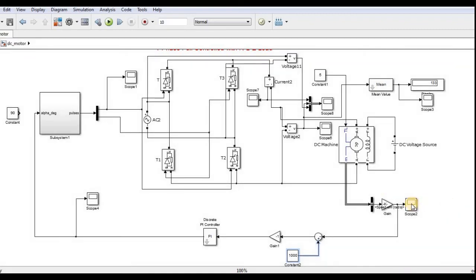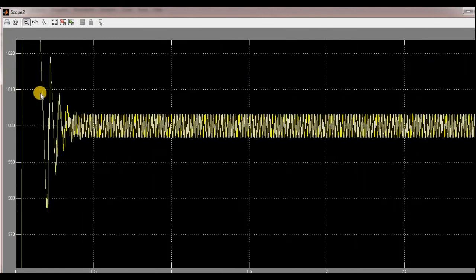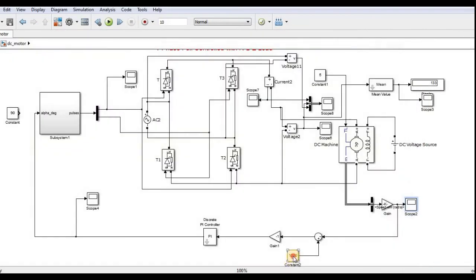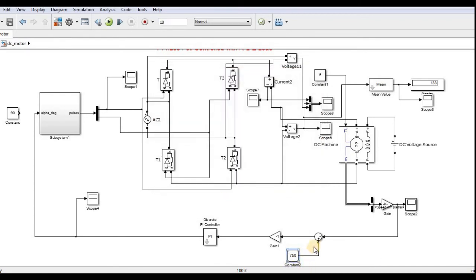So I will stop this one and check. It is exactly 1000. It is settling at 1000 value. You can see this is the 1000. If I make it 750, so now I require 750 RPM, the output should be at 750. This is because I am regulating the armature voltage.